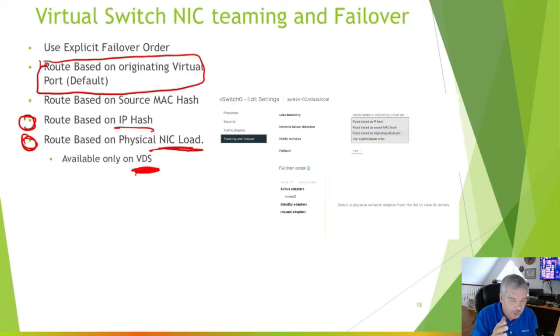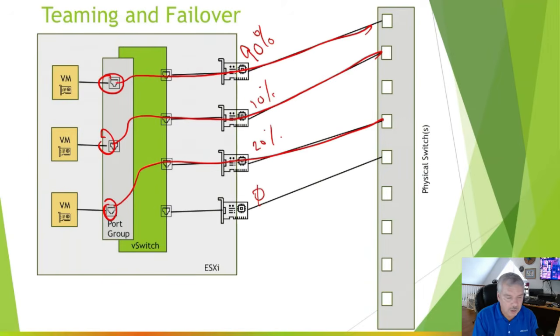With the route based on physical NIC load, it will look and say, hey, you know what? We're over 75% utilization. So basically every 30 seconds it looks at the NICs and it says, oh, if this NIC is at over 75% utilization, it then says, you know what, I better start moving some VMs around onto different NICs. So it's sort of like intelligent port base.